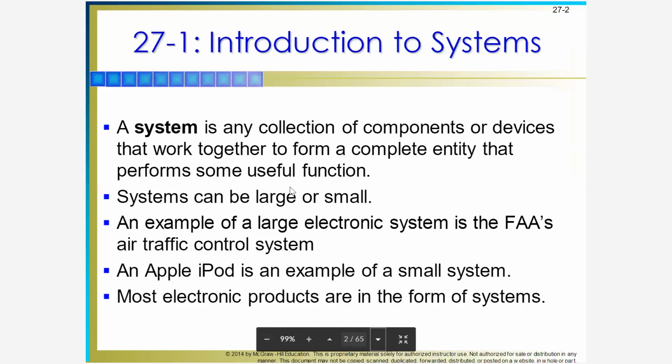Introduction to system. A system is any collection of components or devices that work together to form a complete entity that performs some useful function. A system can be large or small. An example of a large electronic system is the FAA or air traffic control system.